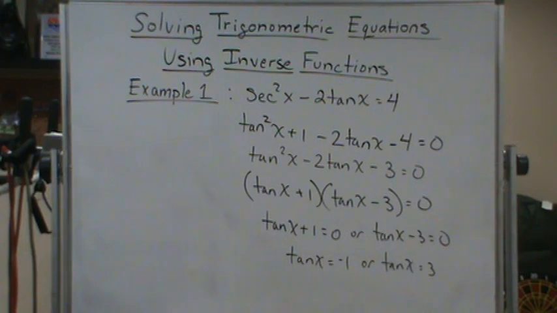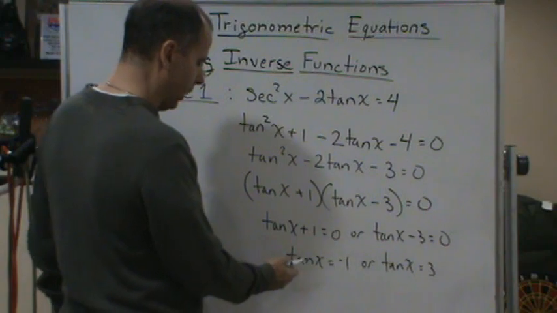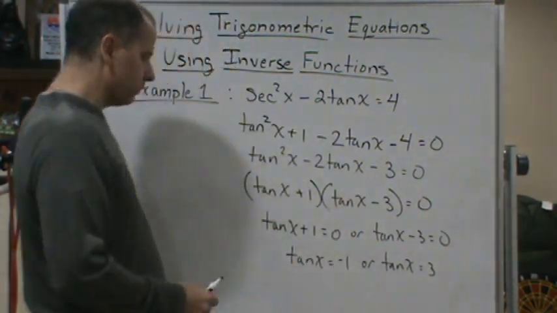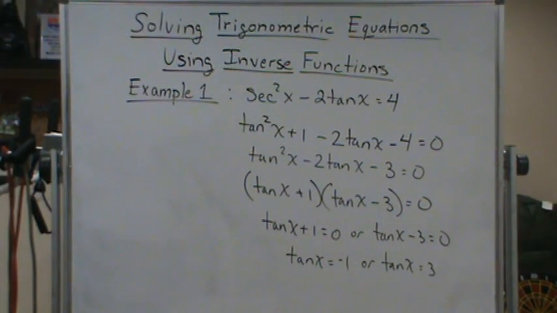Now, obviously we want to ask ourselves, what value of x, or excuse me, the tangent of what value of x equals -1, and the tangent of what value of x equals 3. So we're looking at the arctangent. Okay. And also keep in mind that tangent has a period of pi.